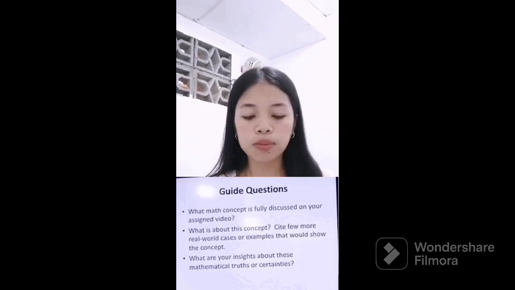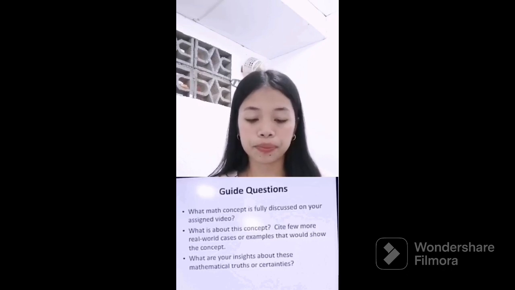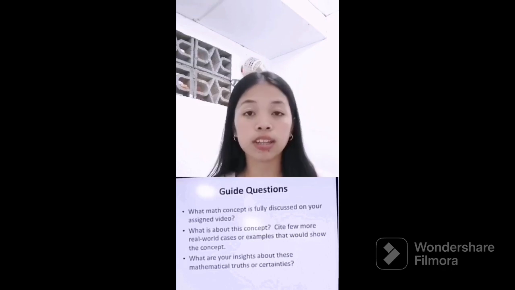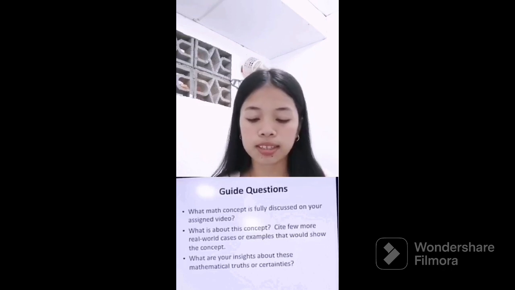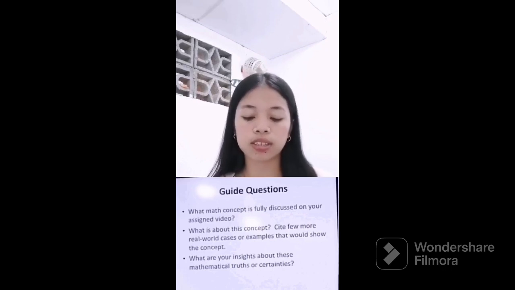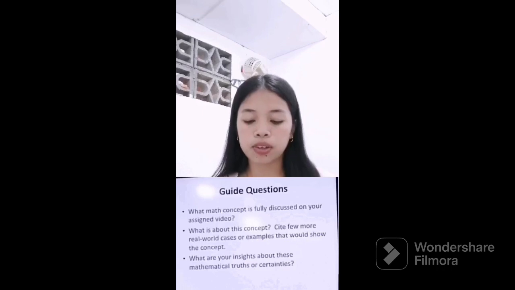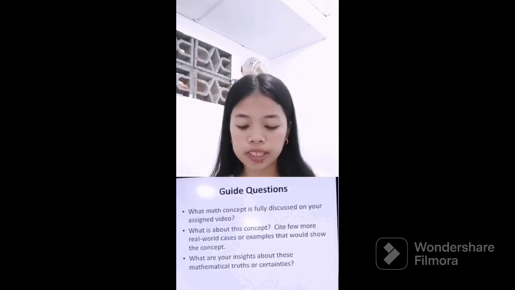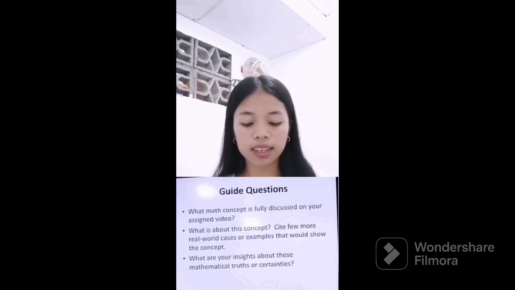Number 2. What is the concept, and cite more real-world cases or examples that would show the concept. Tessellation is to create a shape and repeat it to make a pattern. The shapes are mainly triangle, hexagon, and square, and it has three rules which are translation, rotation, and glide reflection. It can be seen in a variety of fields, including arts, architecture, hobbies, and many others. Oriental carpets, tiles, Islamic architecture, and mosaic work are a few examples. Tessellation can be found in oriental carpets and Islamic architecture.